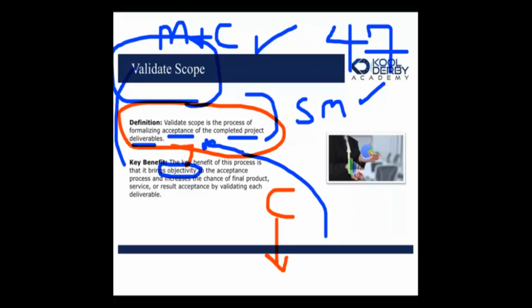And so it increases the chance of a final product, service, or result acceptance. So validate scope again. We are in monitoring and controlling. All right. Now, that's the definition that I've, as I noted before in some of the other lessons, is that there are 47 processes and 47 definitions. So you have 47 definitions, and then there's also the key benefit. So every process has a definition, and every process has a key benefit.